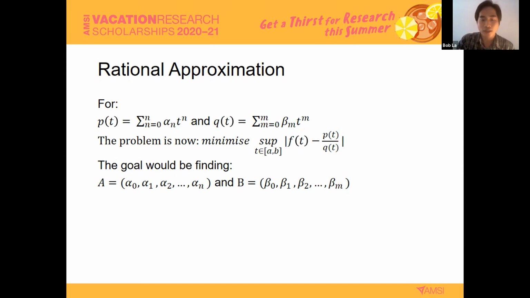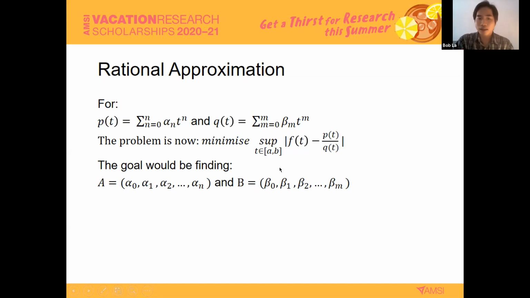So here, the math I'm putting on is the polynomial functions P(t), Q(t). Instead of the approach of trying to minimize f(t) minus g(t), here it is f(t) minus P(t) over Q(t). And the goal is to find the coefficients, here the alpha and beta.